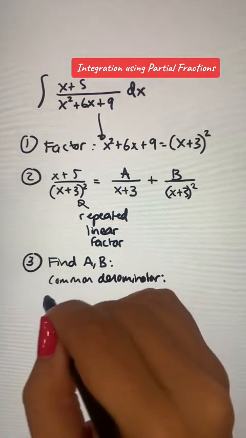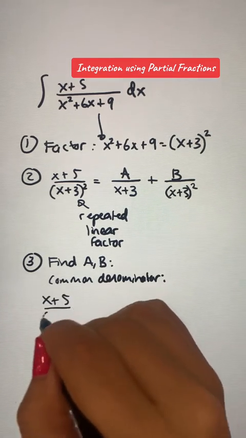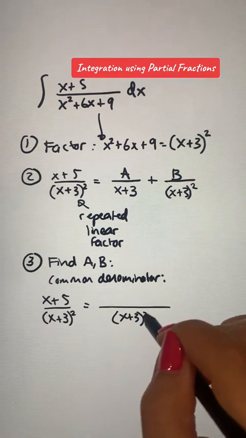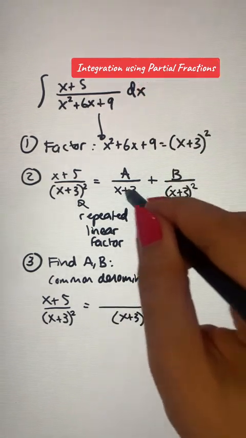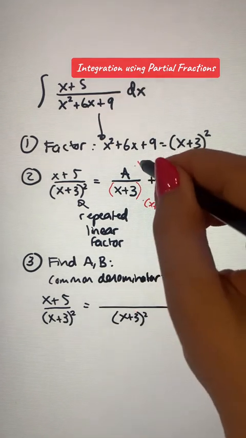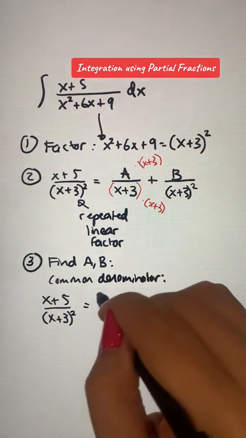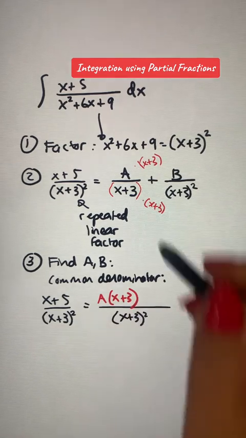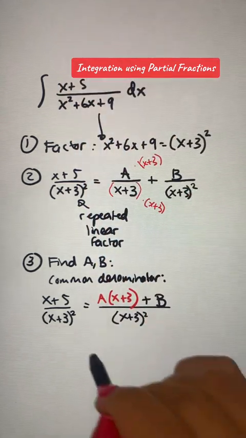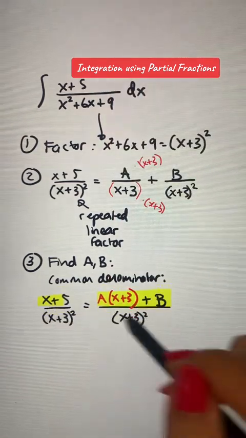So now we need to find the values of a and b. In order to do this, we are going to make a common denominator. So our common denominator is x plus 3 squared. And we're going to look at our first fraction. In order to get this denominator, we need to multiply by x plus 3. Whatever we do down, we have to do the exact same thing up. And then for our second fraction, since we already have the correct denominator, we're just going to keep the numerator the same. So it's just going to be plus b.